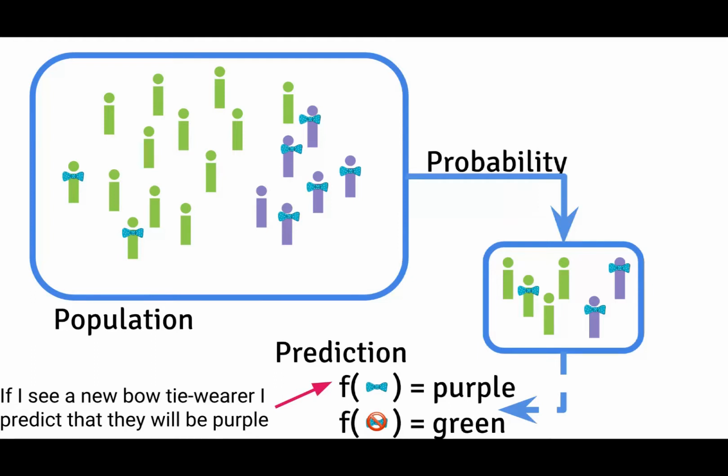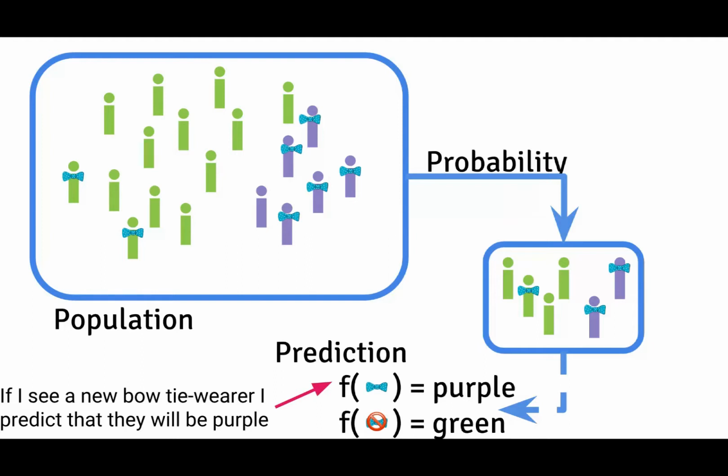a population of individuals, we sample from them using probability to get a smaller subsample, then we use the data in that subsample to construct a function f. The function f uses one characteristic of the people, in this case whether they're wearing a bow tie or not, to predict another characteristic of the people, in this case the color, green versus purple. So we observe in our small subsample that all of the people that have bow ties are purple, and most of the people that don't have bow ties are green. So we create a prediction function that says, if you have a bow tie, then you're a purple meeple. And if you don't have a bow tie, then you're a green meeple.